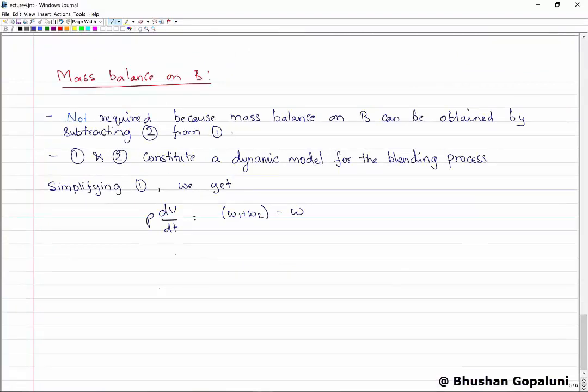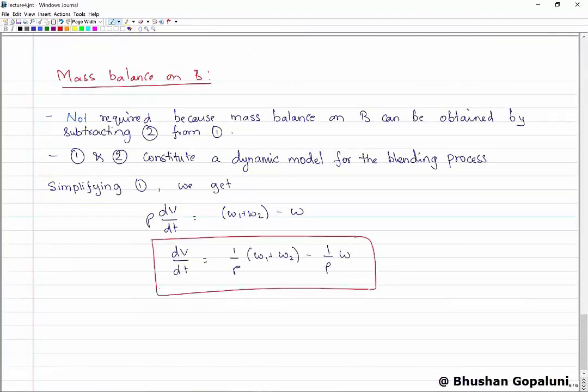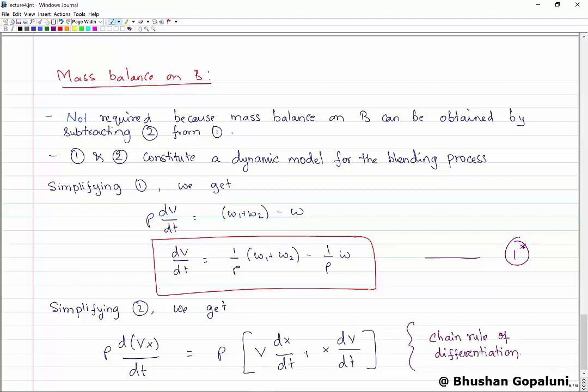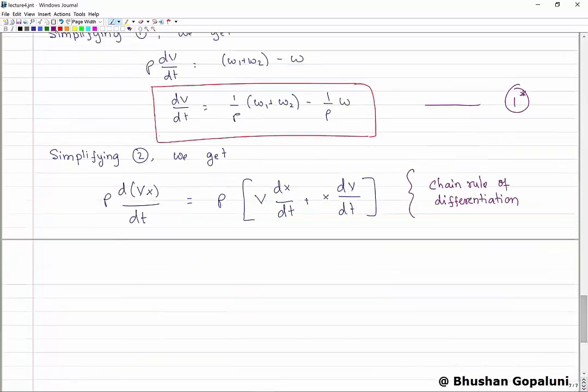It turns out that we can simplify these two equations, and the simplification process is done in such a way that you have the derivatives on the left-hand side and everything else on the right-hand side. The simplified equation of equation 1 is equation 1 star. The second equation can also be simplified similarly.